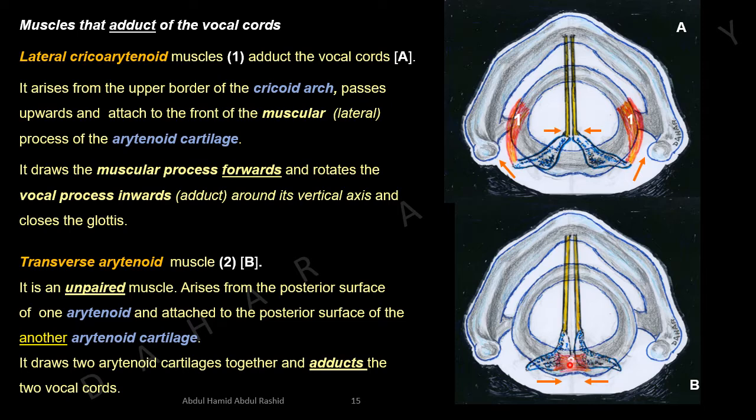So what happens is when it contracts, it will pull these two cartilages together, they become nearer, and then the glottis will be adducted. So adduction of the vocal cords is done by two muscles, lateral cricoarytenoid muscles and transverse arytenoid muscles.